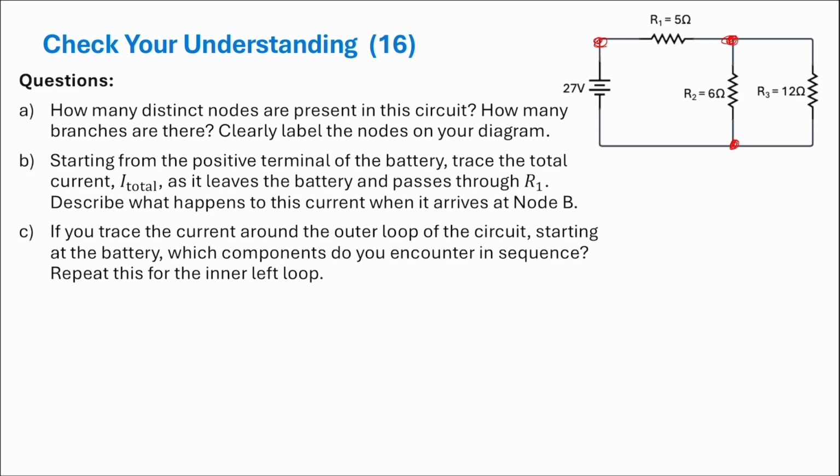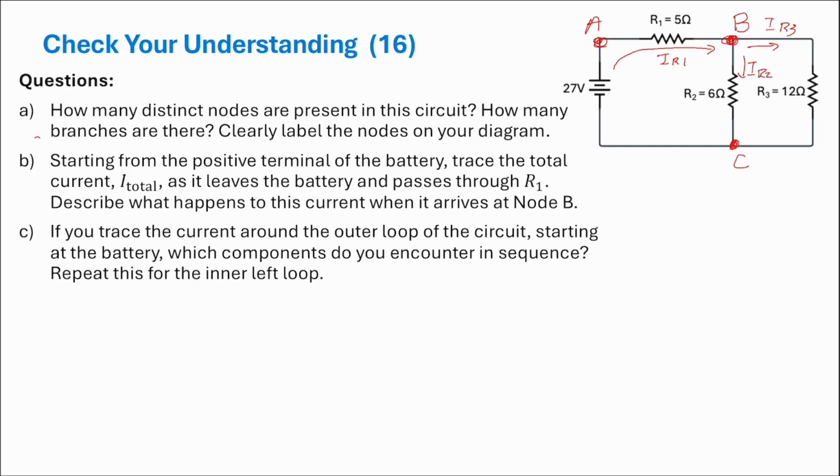Starting from the positive terminal of the battery, trace the total current as it leaves the battery and passes through R1. Okay, so this is here. Describe what happens to this current when you reach node B. Apparently this question has us label this A, B, C, and when it reaches node B, this is IR1, and this is IR3, and this is IR2.